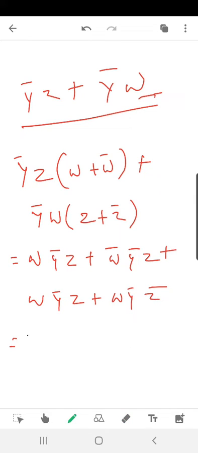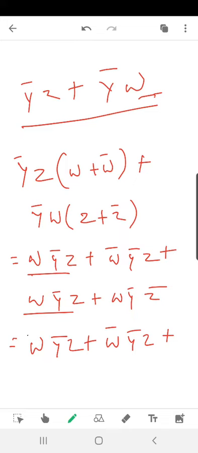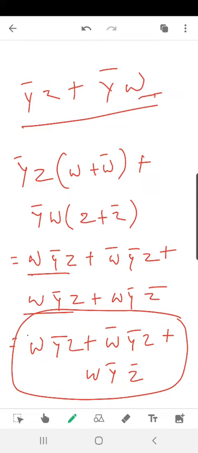So w y bar z, this w y bar z will be written only once, and it will become w y bar z plus w bar y bar z plus w y bar z bar. So this will be our canonical form for our given expression. Now from this canonical form, let us identify the min term in our three variable form.